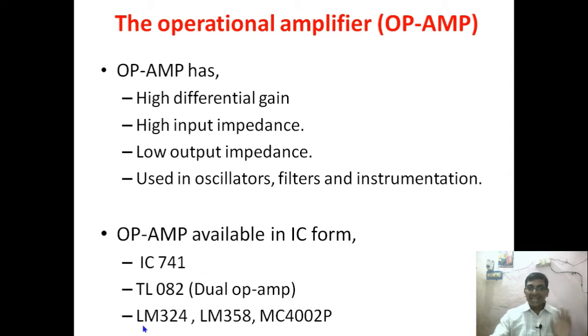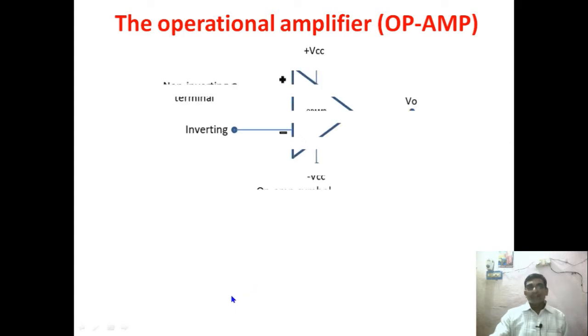One more IC number for operational amplifier is LM324 and LM358, and the Motorola company designed this op amp as MC4002P. These are all operational amplifier ICs. IC741 is the most popular. The next popular ones are the TL082 dual op amp, LM324, LM358, and MC4002P. These are all the IC formats of the operational amplifier.